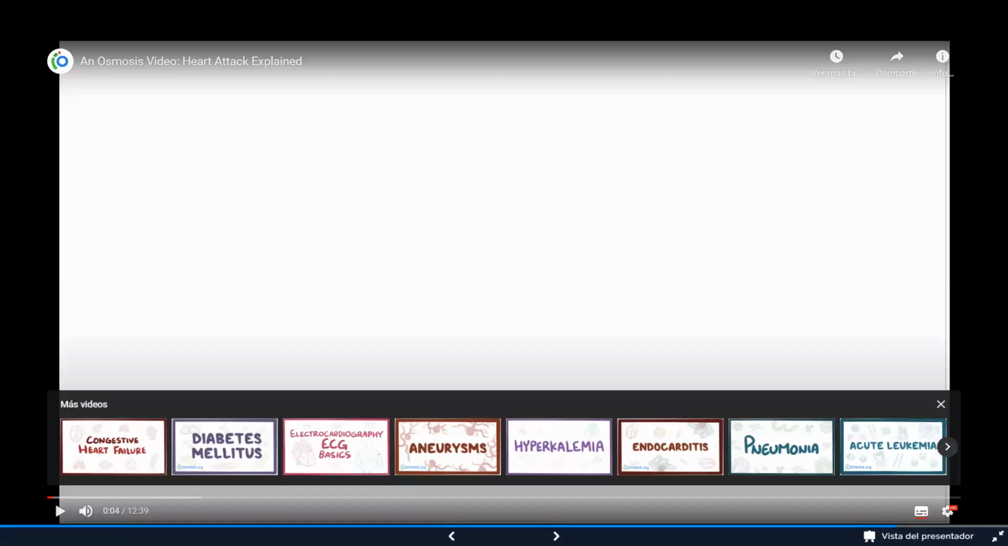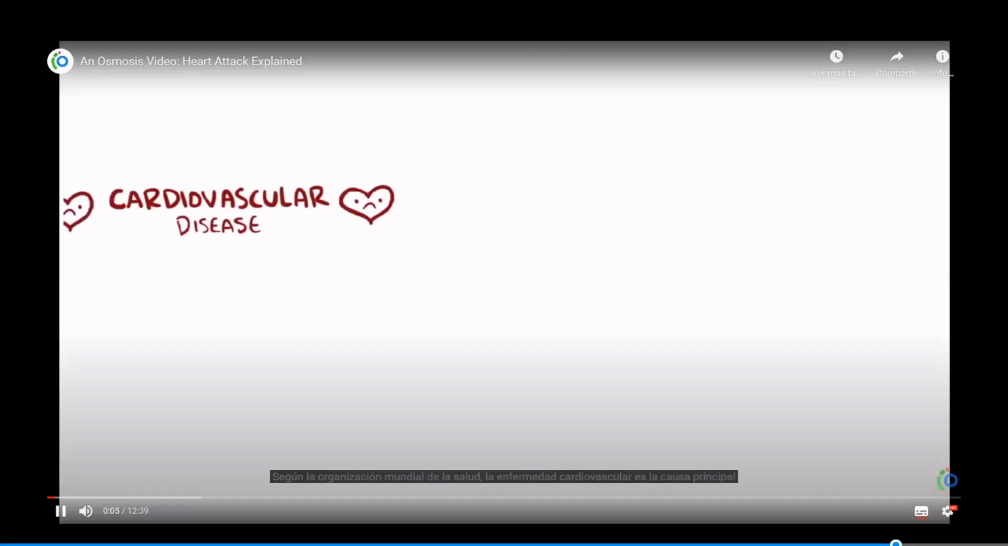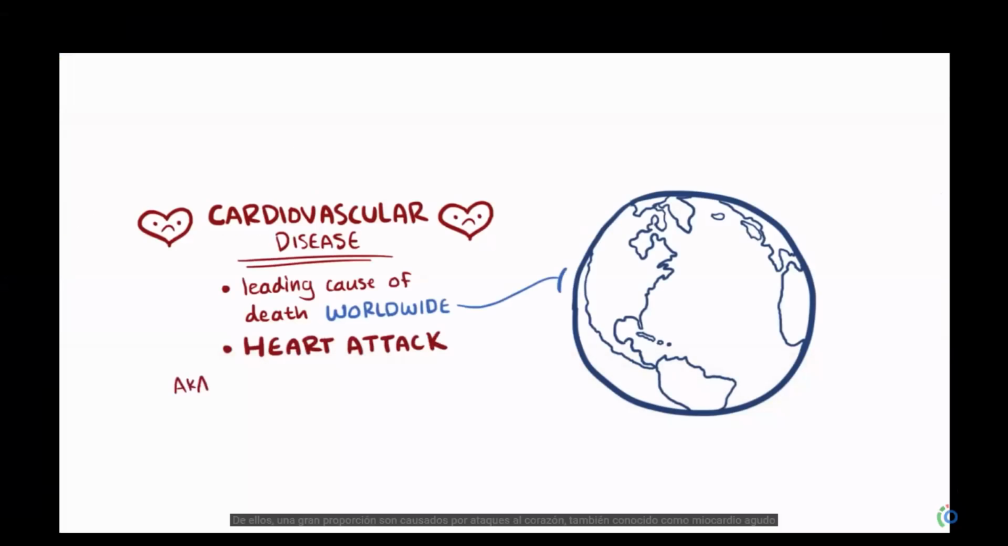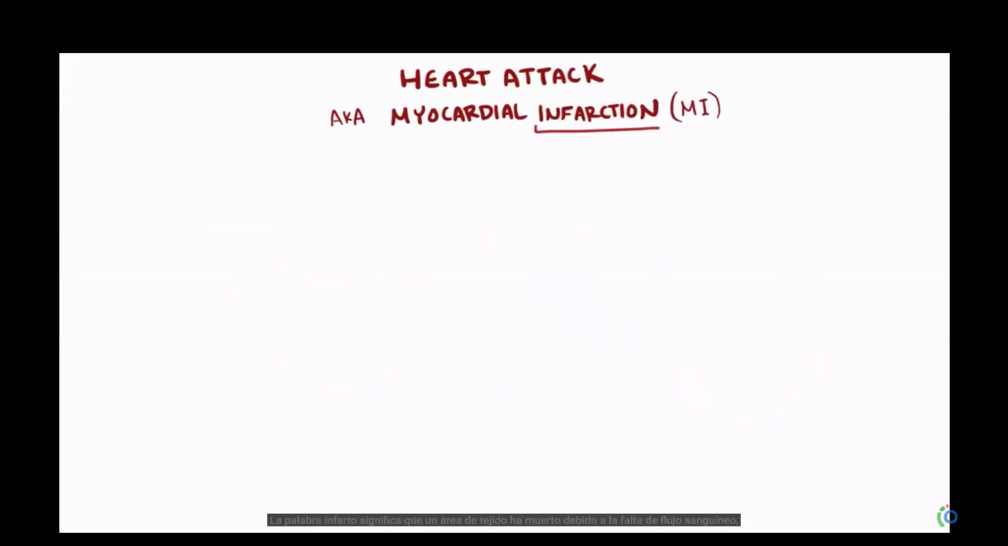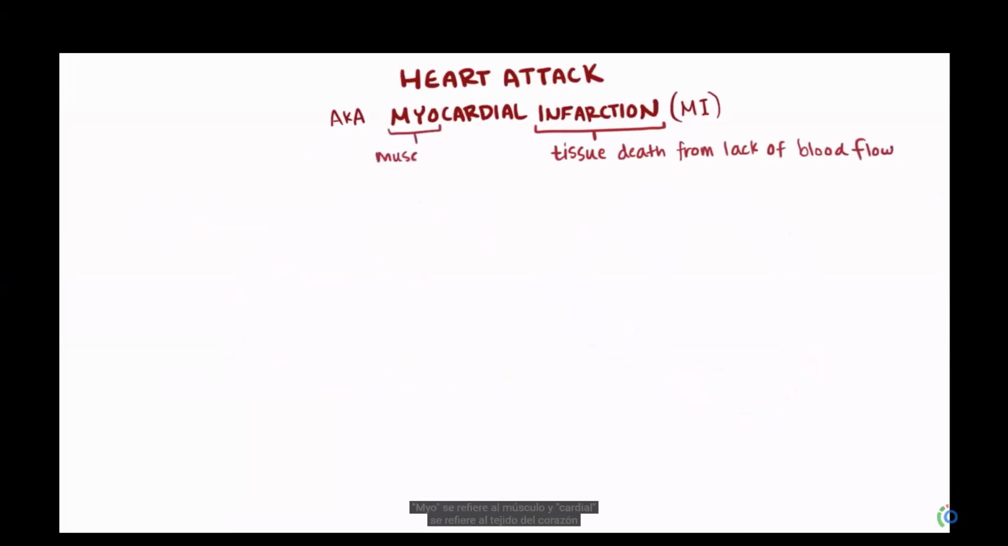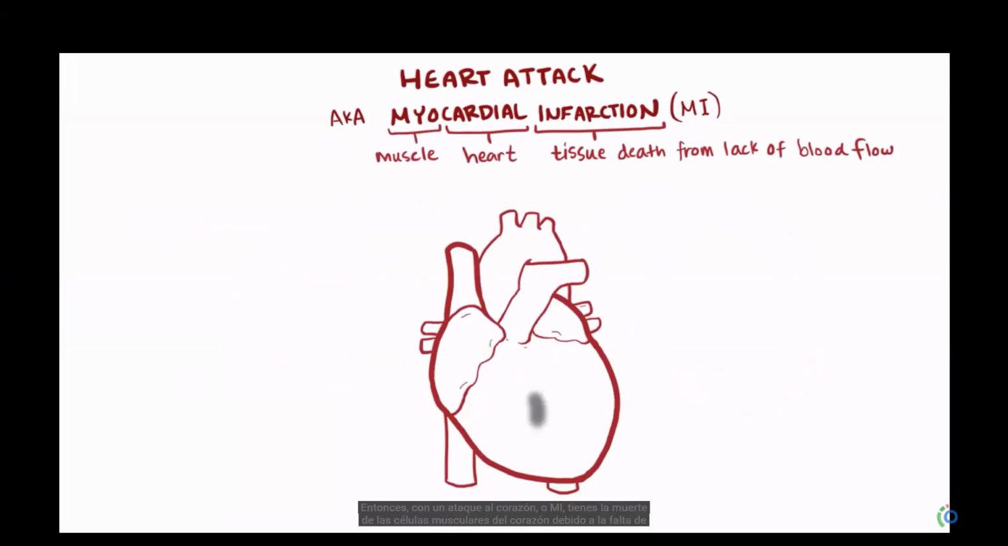According to the World Health Organization, cardiovascular disease is the leading cause of death worldwide, as well as in the US. Of those, a large proportion are caused by heart attacks, also known as acute myocardial infarctions or just myocardial infarctions, sometimes just called MIs. The word infarction means that some area of tissue has died due to a lack of blood flow, and therefore a lack of oxygen. Myo refers to the muscle, and cardial refers to the heart tissue. So with a heart attack, or MI, you have a death of heart muscle cells because of a lack in blood flow, a process called necrosis.